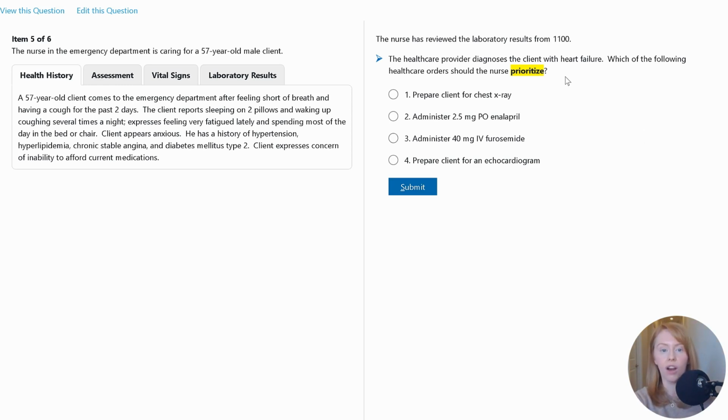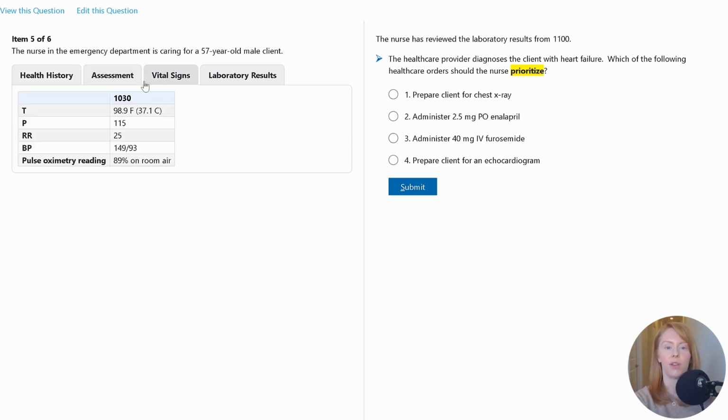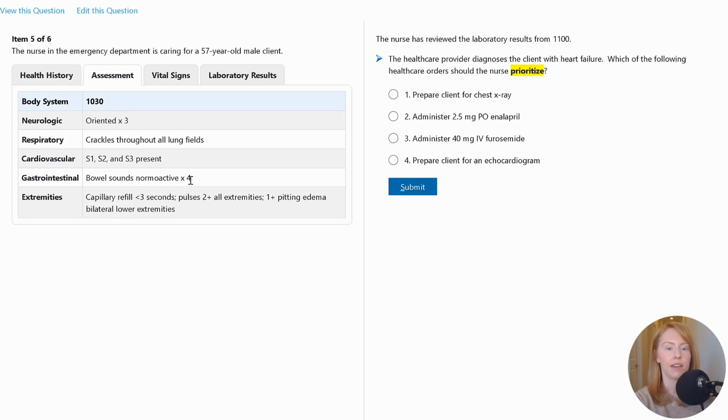So in heart failure here, this client is very short of breath, they've got a low oxygen saturation, and we are able to see in our assessment that they have got crackles in their lung fields because they're fluid overloaded, they have pulmonary edema that's preventing that gas exchange. So you want to prioritize something that's going to get that fluid off, right? So let's look at which option might do that.